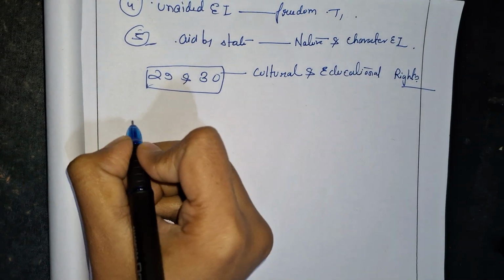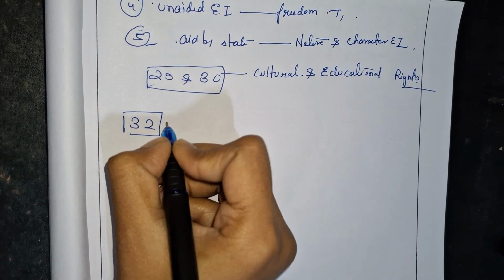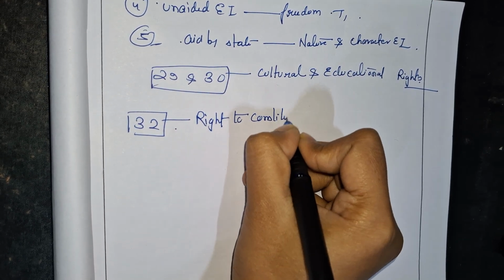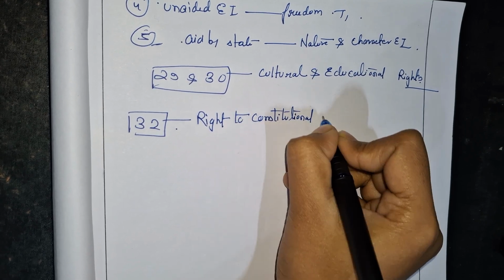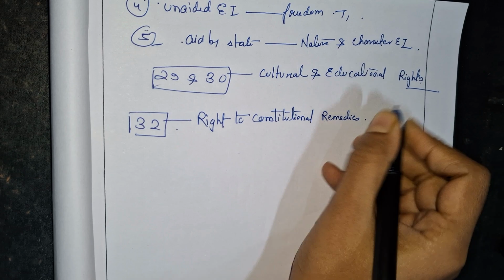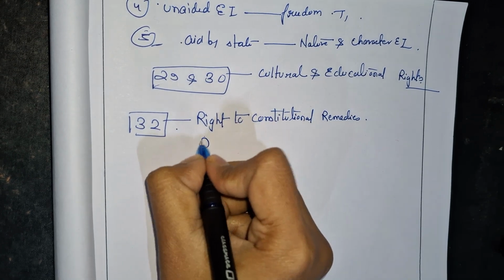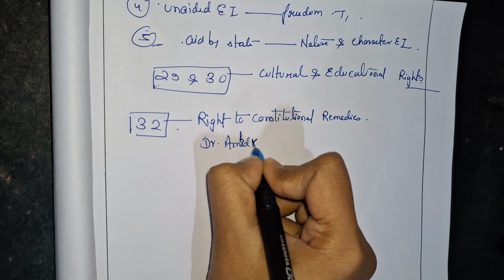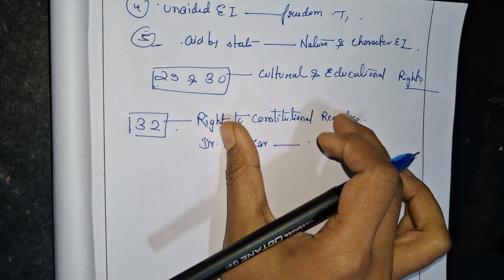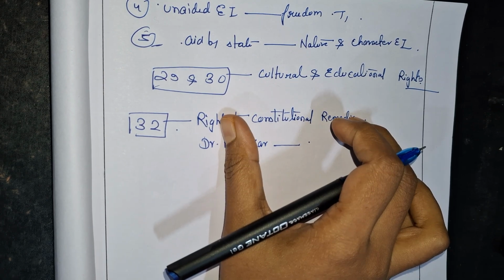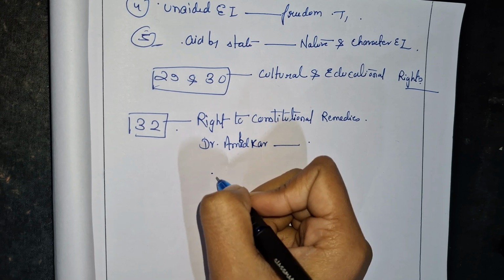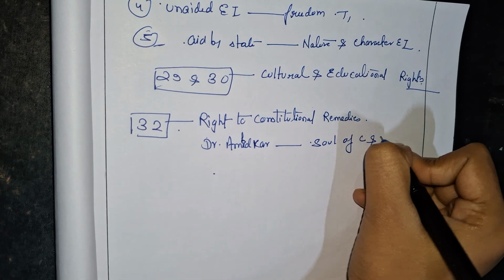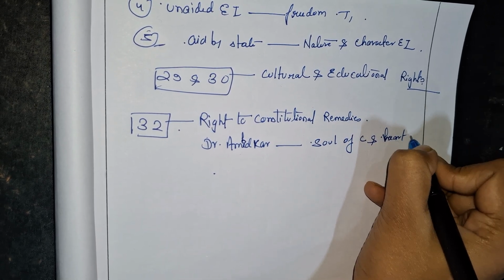Next is Article 32. So Article 32 is the right to constitutional remedies. Dr. Ambedkar called this article the most important article of the Constitution, an article without which the Constitution would be a nullity. It is the very soul of the Constitution and the very heart of it.